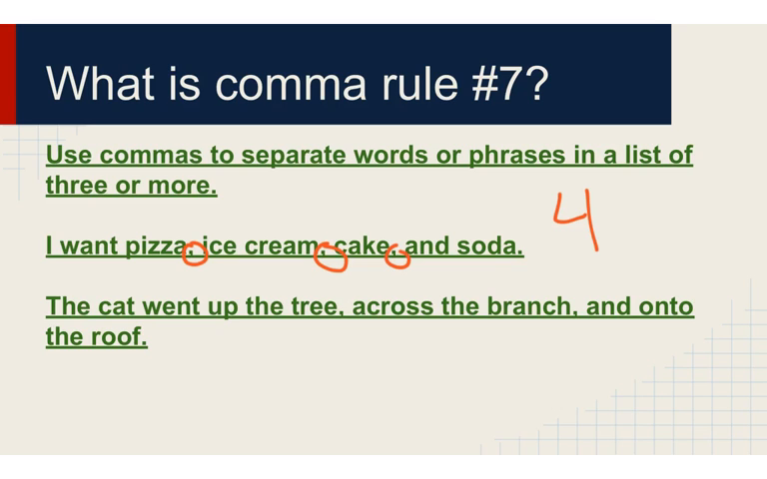You're going to have one less comma than you have items. The cat went up the tree, across the branch, and onto the roof. We're going to put a comma after tree and after branch. So because we're separating 3 things, we use 2 commas. When we had 4 things, we had 3 commas. So you have one less comma than you have items.